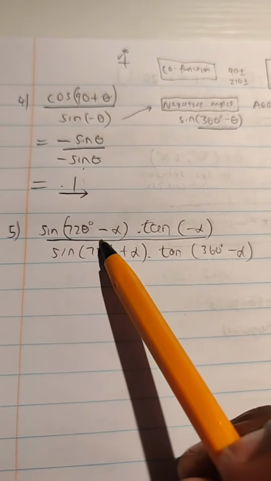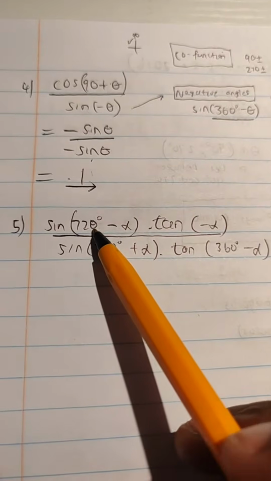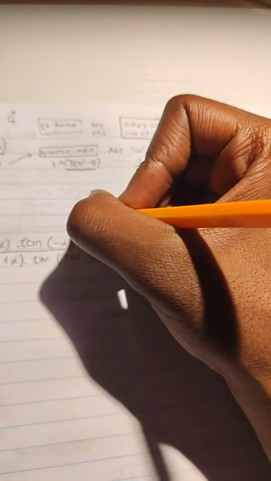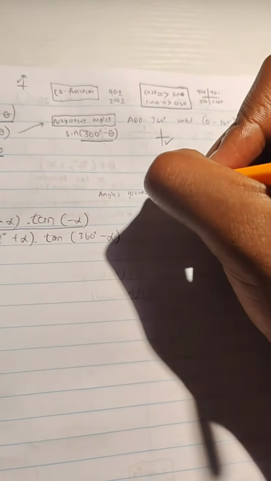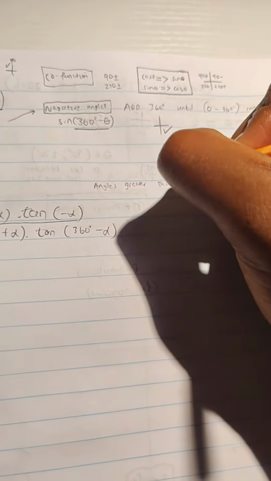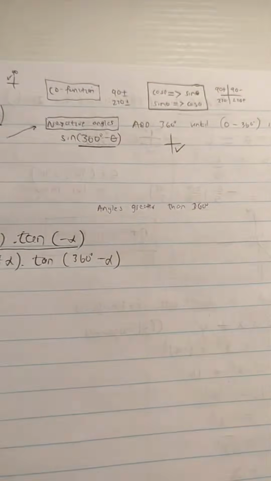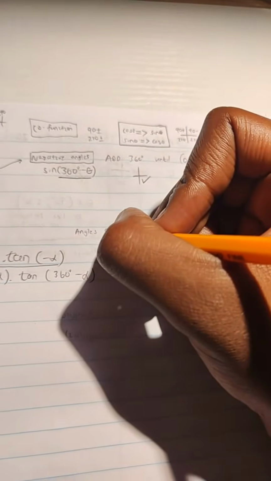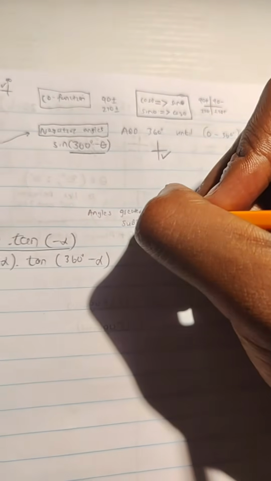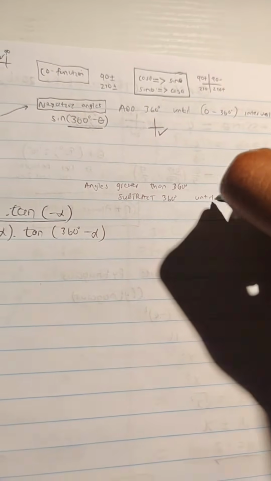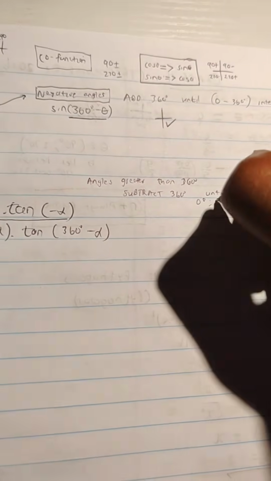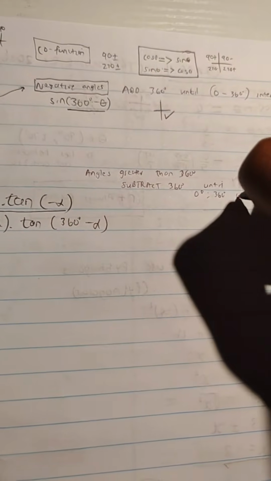Okay. Now we have angles that are greater than 360. So what do we do with those? Angles that are greater than 360, we subtract 360 from them until we fall in the 0 to 360 interval.